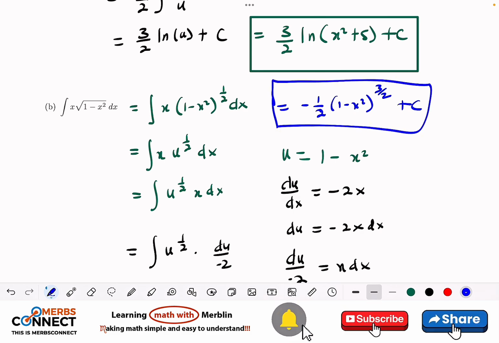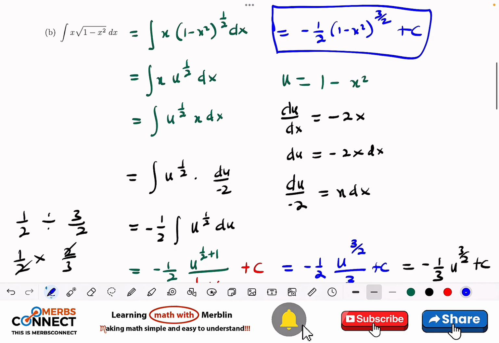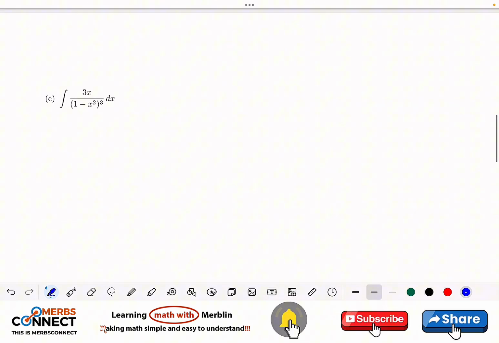So this is integration by substitution. Kind of very simple, but what you need to do is you need to practice, practice, practice. When you become good, then you know the vibe, right? You can actually try to do the shortcut and stuff.